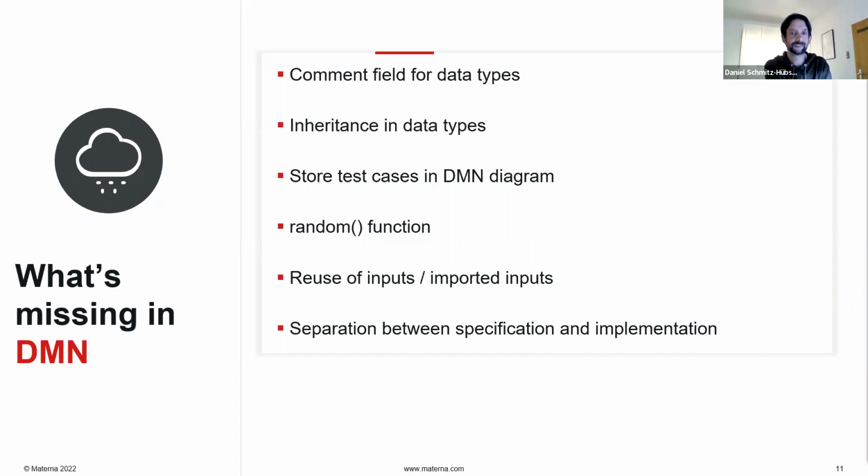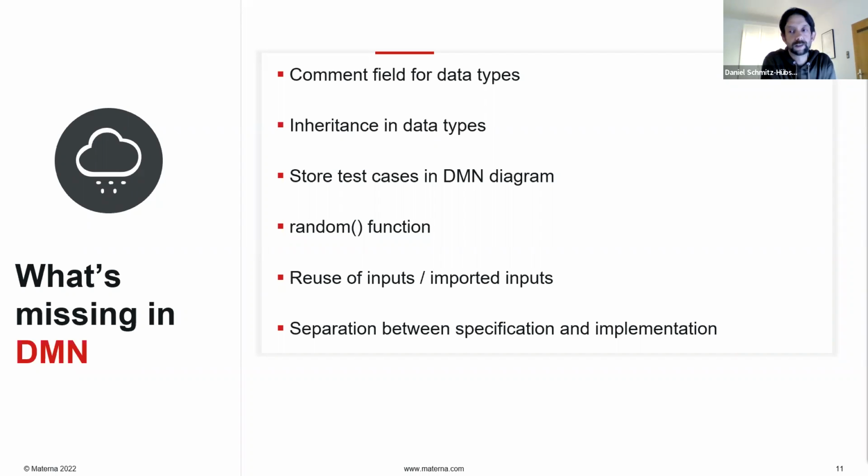Then an interesting subject was some of our customers asked for a random function. And yeah, first of all, it's something like now. I would say it's not needed, but it's interesting that they already think about this type of new functions. This could be useful.